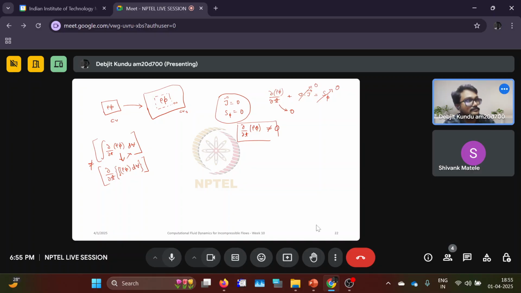You can see physically, if your control volume expands, it takes more mass into it, and as a result, more phi into it as well. So your algorithm gives you a wrong answer because the control volume is not stationary with time. So that assumption is necessary to make this jump.